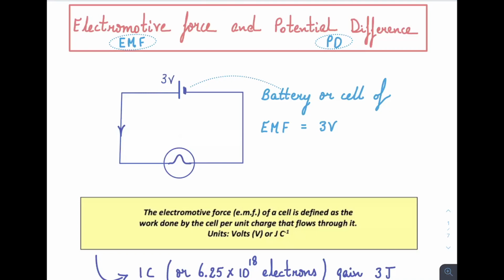By the principle of conservation of energy, there has to be a perfect balance between the energy supplied by the battery and that consumed by the lamp, being the only device connected to the battery in this case. Now, suppose that the cell is rated 3 volts. In other words, it has an EMF, which is short for electromotive force, of 3 volts.